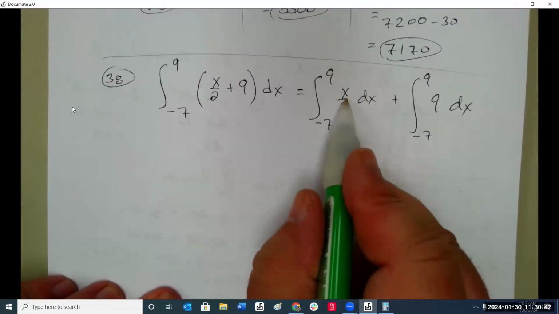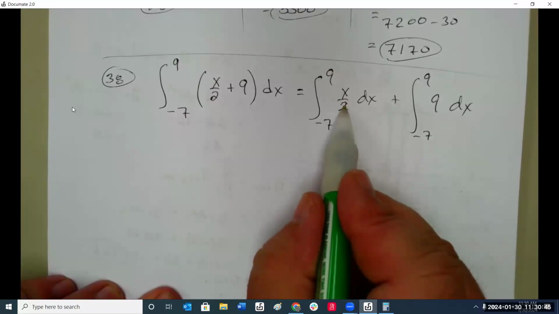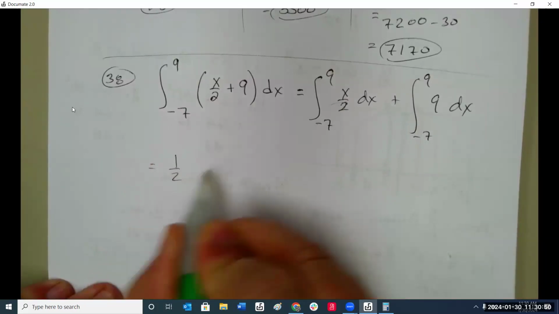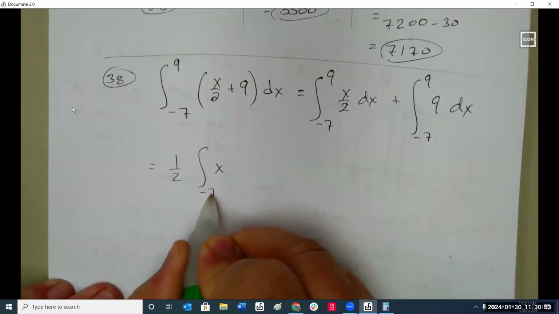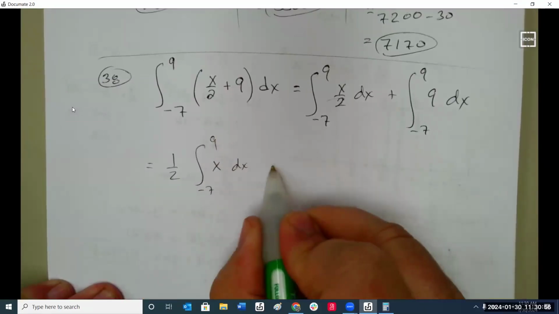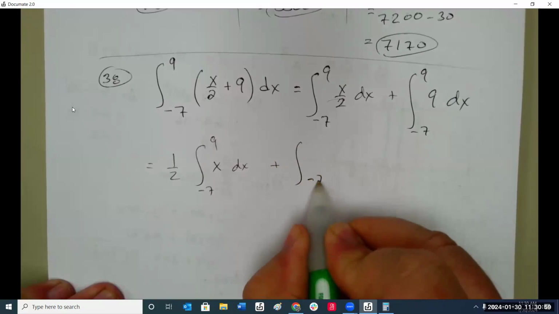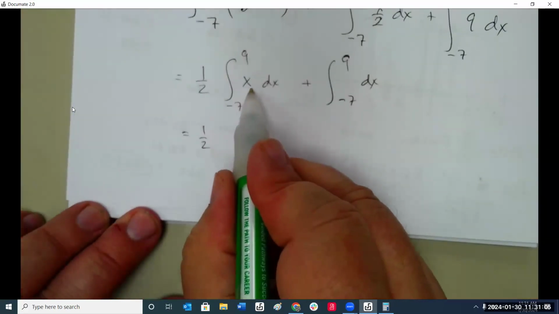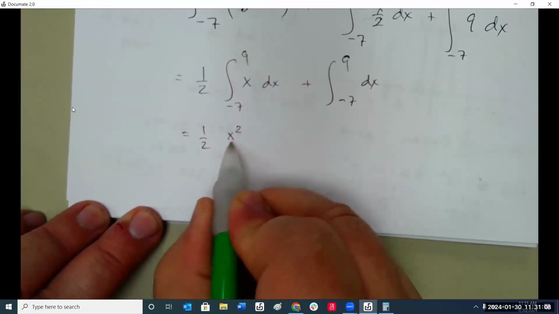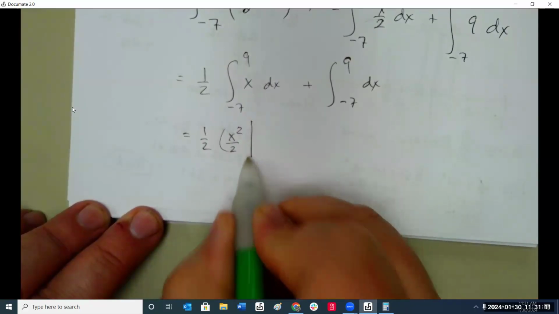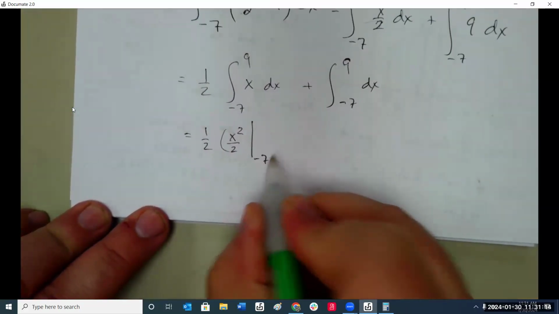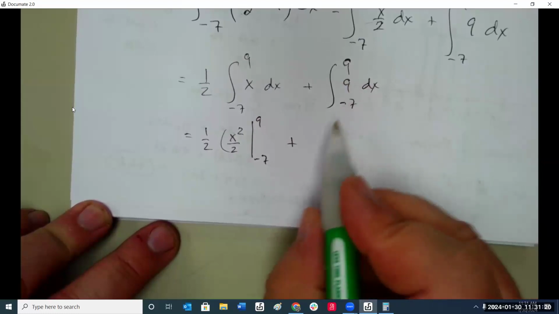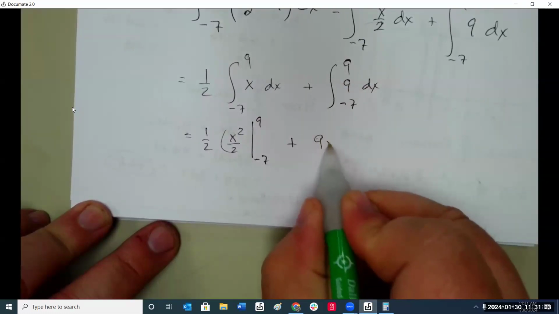So in this first one, this is the derivative. So where did it come from? So we can take out the 1/2. So we have x. So the integral of x is x squared over 2. The integral of 9 is 9x.